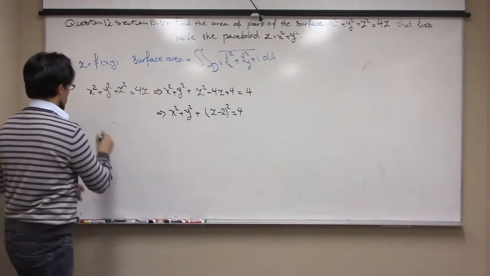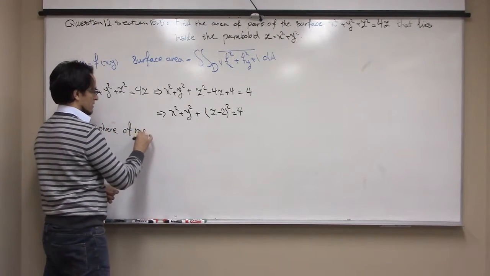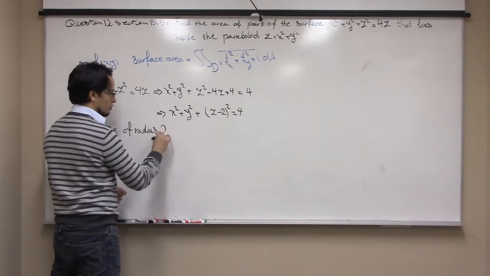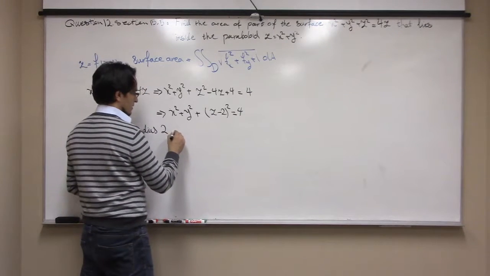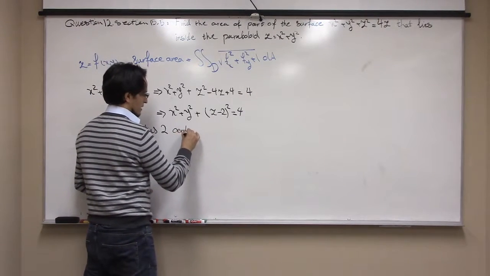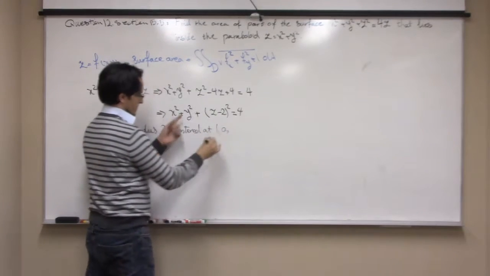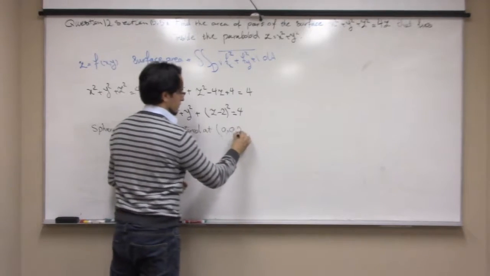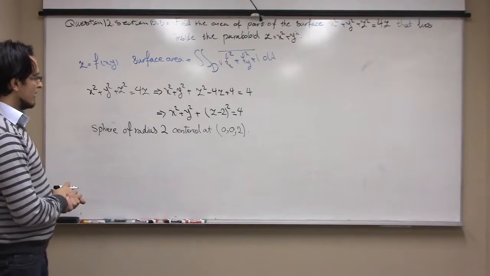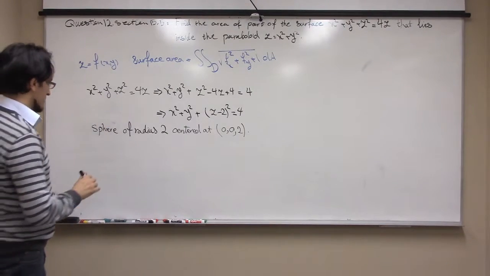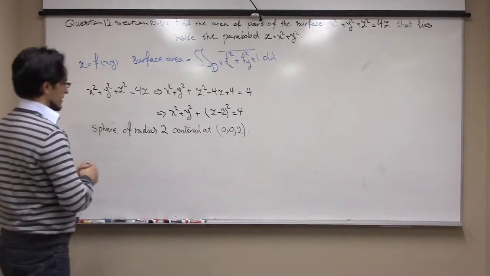So this is a sphere of radius 2, since 2 squared is 4, with center at 0, 0, 2. So that's the shape. Now I can go ahead and find that function using it. I'm just going to consider the upper hemisphere of this sphere.